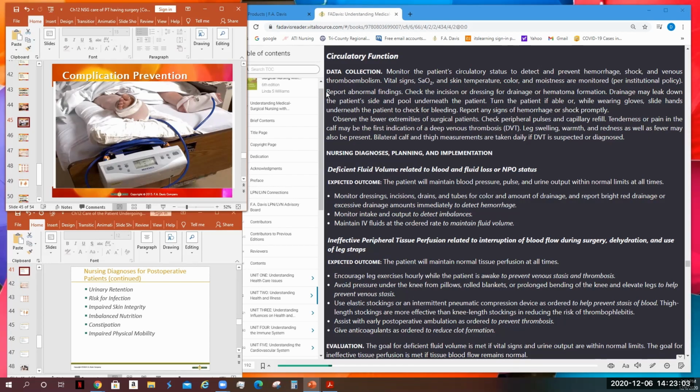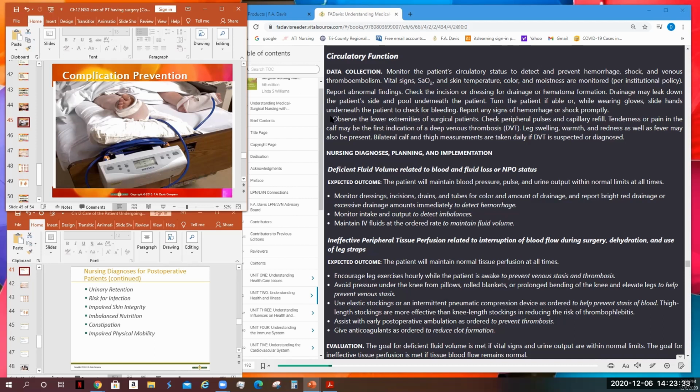Drainage may leak down the patient's side and pool underneath the patient. Turn the patient if able, or while wearing gloves, slide hands underneath the patient to check for bleeding. Report any signs of hemorrhage or shock promptly. Observe the lower extremities of surgical patients. Check peripheral pulses and capillary refill.